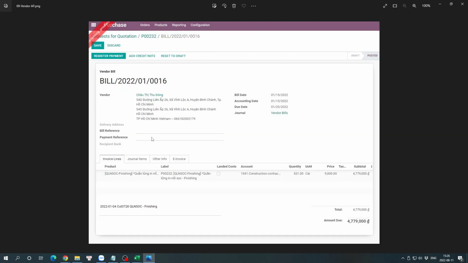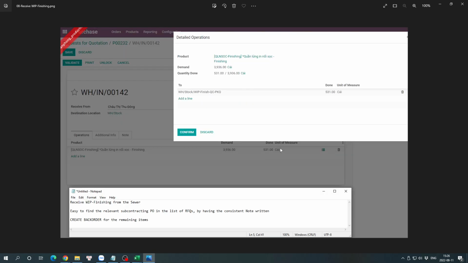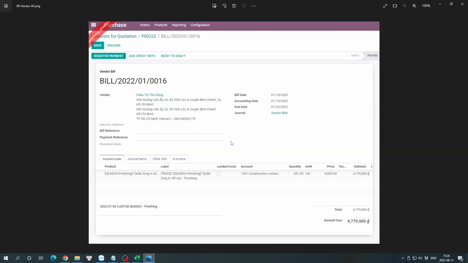Next. Yep, so what happens is as long as we receive some output from the sewer, we incur accounts payable, trade payable with this subcontractor. And this is the vendor bill that you can create directly from the purchase order 232. All right. The notes.